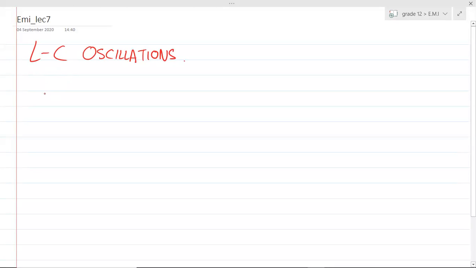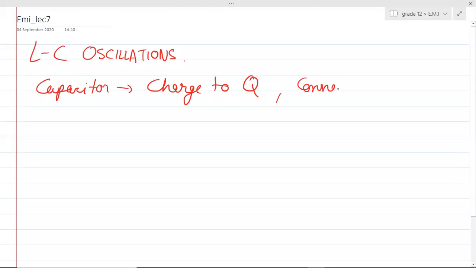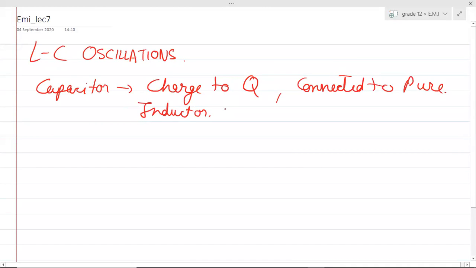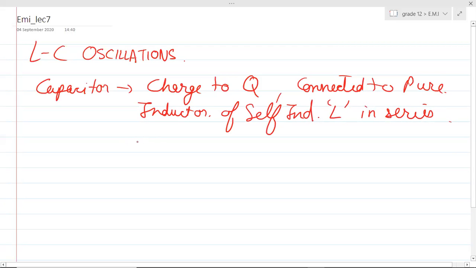So suppose, guys, there is a capacitor charged to, let's say, a charge Q and then connected to a pure inductor of self-inductance L in series. So basically what exactly am I doing? There is an inductor over here, a pure inductor, no resistance involved anywhere.